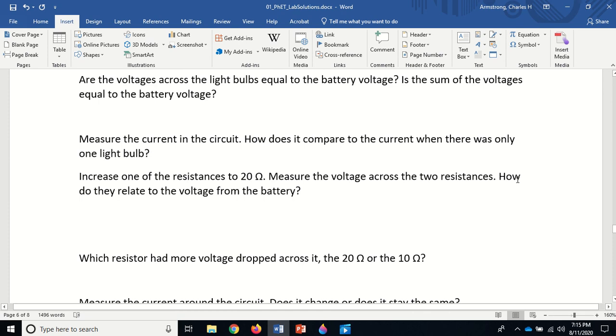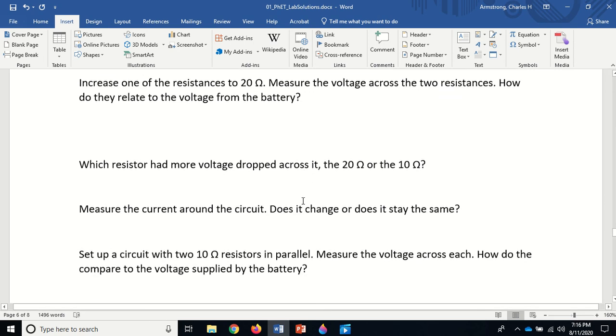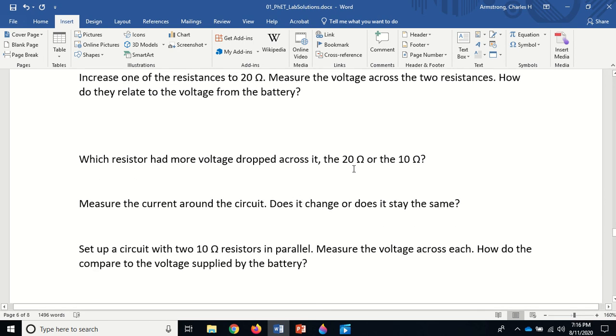Okay, measure the voltage across the 2 resistors. How do they relate to the voltage from the battery? They still add up to the 9 volts. Instead of 4.5 and 4.5, because they were both 10 ohms, now one's 10 ohms and the other's 20 ohms, so the 10 ohm only has 3 volts, and the 20 ohm has 6 volts. Which resistor had more voltage dropped across it, the 20 ohm or the 10 ohm? The 20 ohm had more voltage across it.